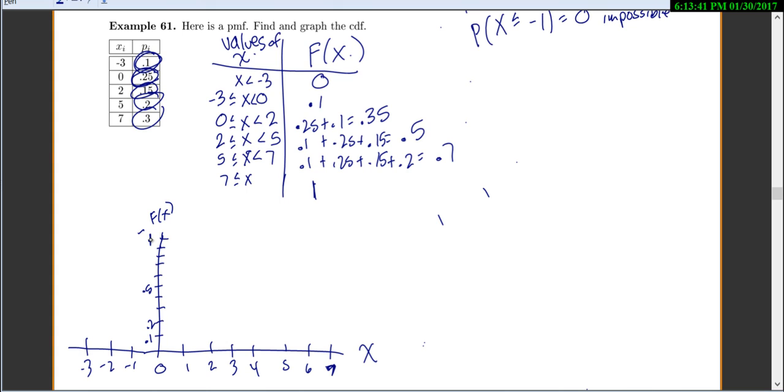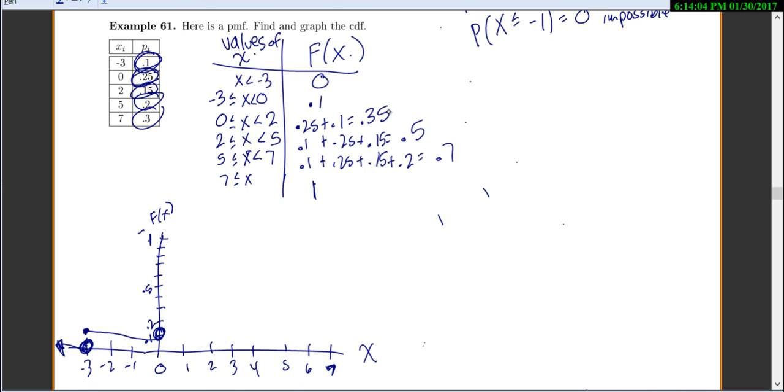So remember, we always include our left endpoints. So for anything up to -3, we're just at 0. Starting over here, coming up to -3, we're just at 0. But at -3, we get a jump to 0.1. So include the left endpoint, but not the right, and then we go to 0.